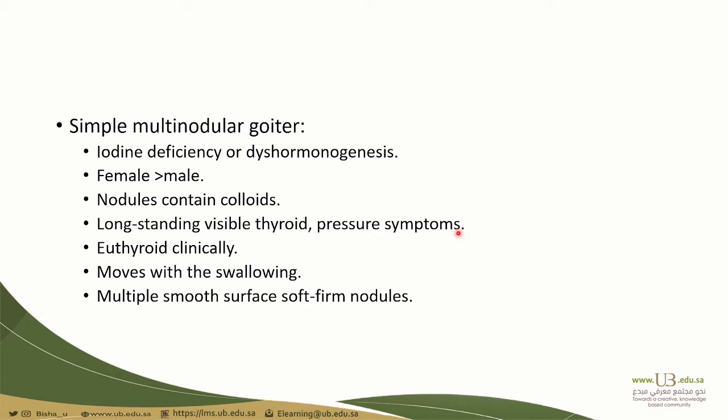If it is too big, maybe it will make pressure symptoms over the trachea or over the esophagus, and the patient will have difficulty in swallowing and difficulty in breathing. Clinically, those patients are euthyroid because it is simple multinodular goiter. So simple means that the patient will be euthyroid.